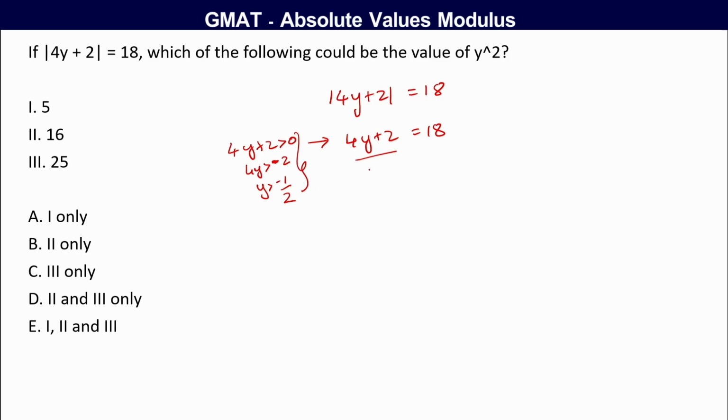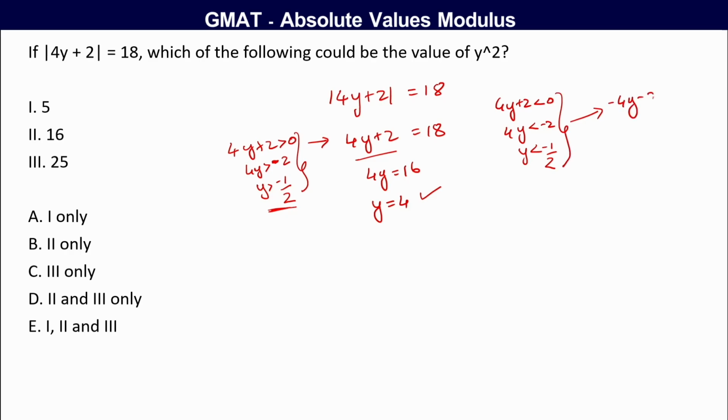When it is positive, we have 4y + 2 = 18, so 4y = 16. Dividing both sides by 4, you say y = 4. Does it hold true? Yes, it does. It is greater than -half. So y = 4 is a valid answer. Now when 4y + 2 is negative, that is 4y is less than -2, y is less than -2/4, that is -1/2. At that time, when it is negative, we multiply it by -1 to make it positive: -4y - 2 = 18.